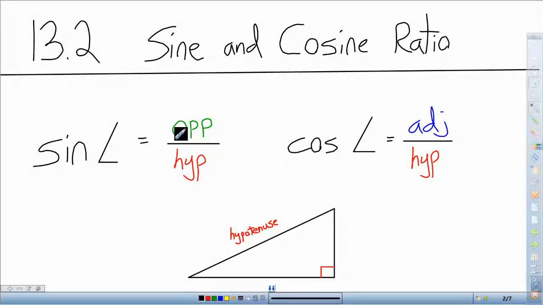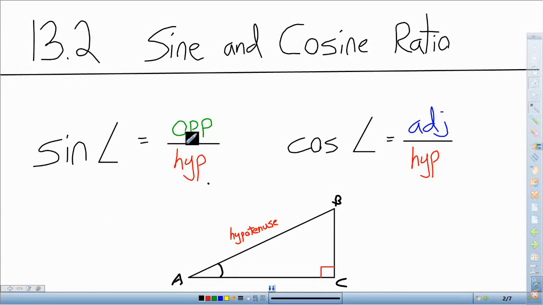So here's the ratio. Sine equals opposite side over the hypotenuse. Cosine equals adjacent over hypotenuse. That's really the only difference between these and the one we just used, which was tangent. Here's a little reminder. Say on this triangle, A, B, C, a problem asked us to find sine of angle A.